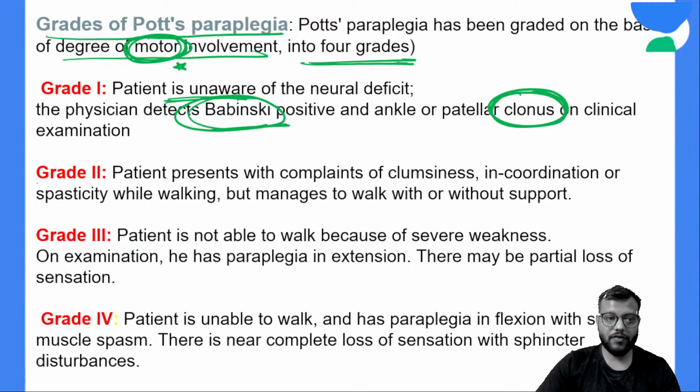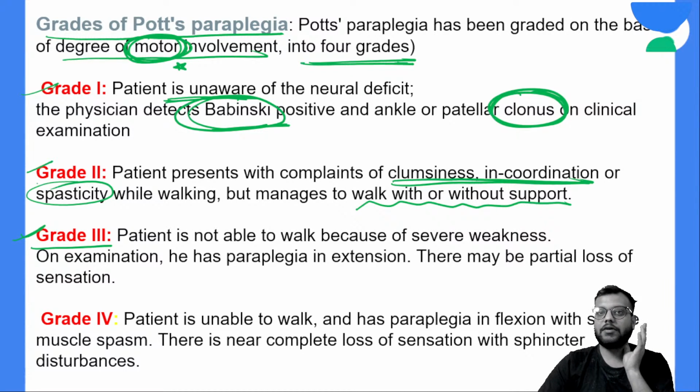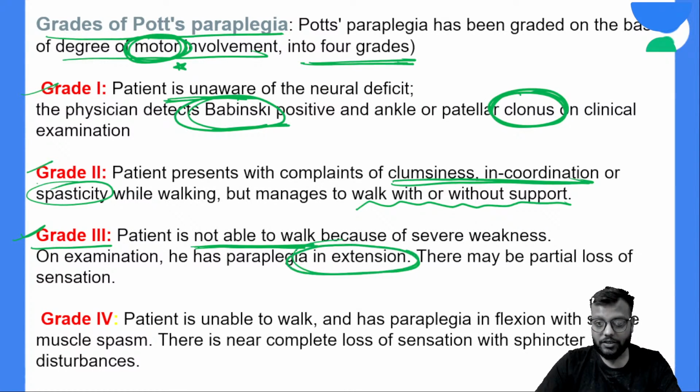In grade 2, patient will come to know about the neurological deficit and there will be incoordination or the clumsiness, but the patient can still walk with or without support. Okay, so there will be spasticity as we have discussed. Now in grade 3, इससे next level होगा. Next level में the patient will not be able to walk, and the paraplegia that will occur, it will be obviously in which it will be paraplegia in extension with spasticity, and there will be no or minimal sensory loss. Okay, there will be no or minimal sensory loss.